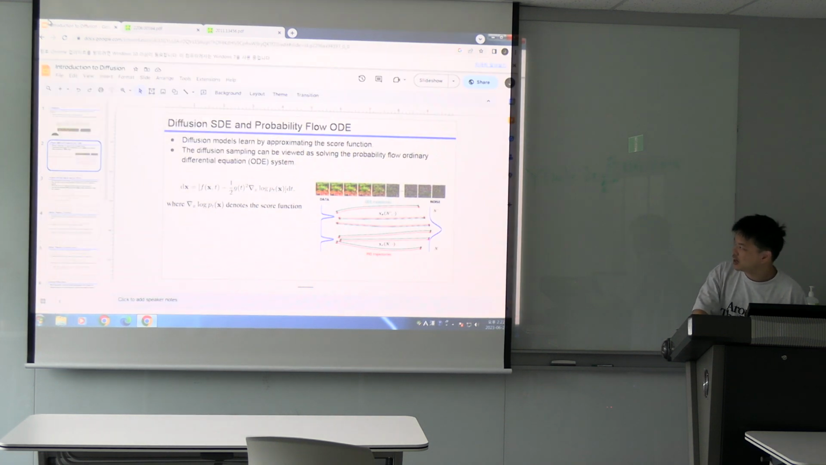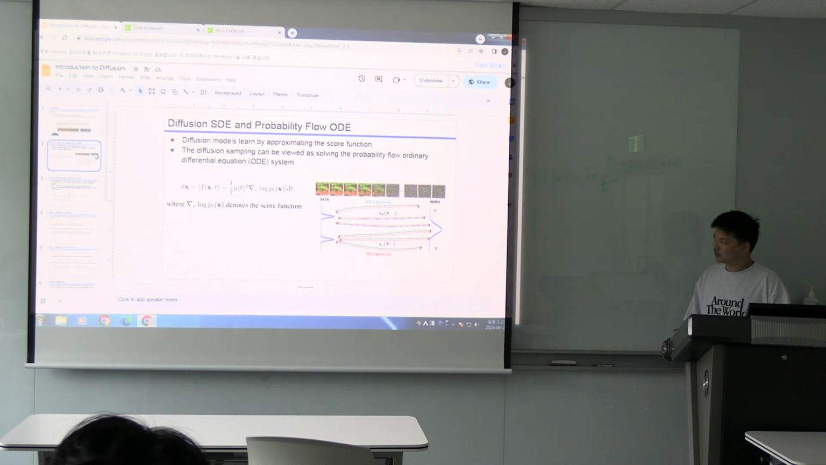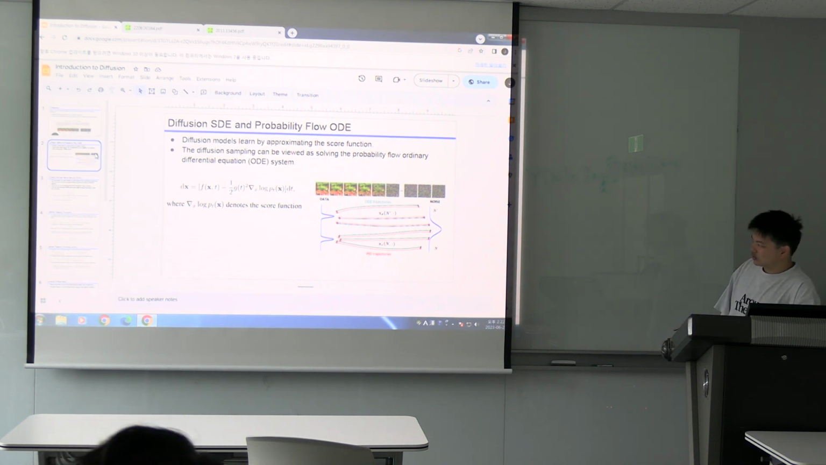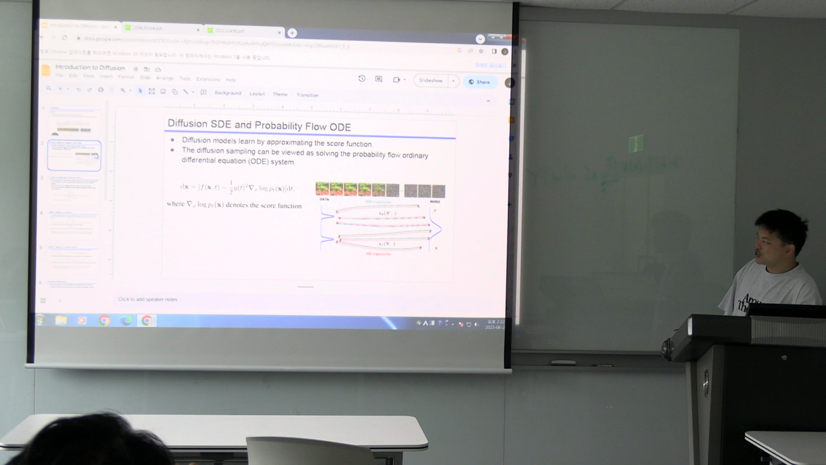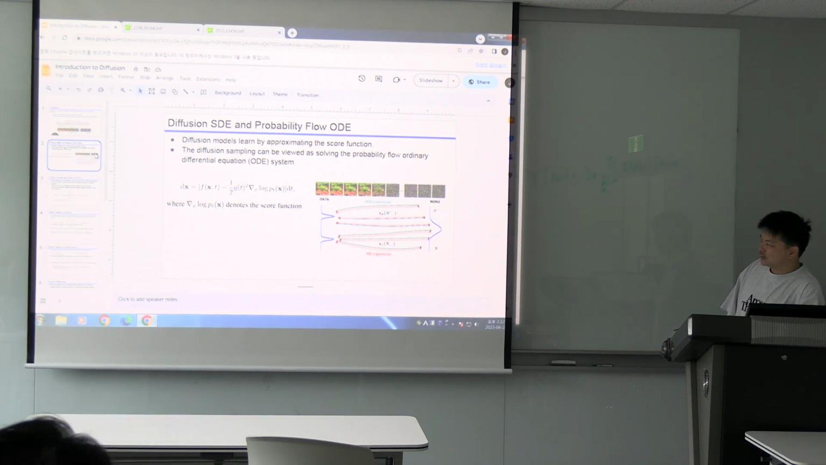Okay, so that's diffusion. But following your presentation, I didn't understand the intuition for why the score function. You find the score function by doing that optimization, x0 prediction.